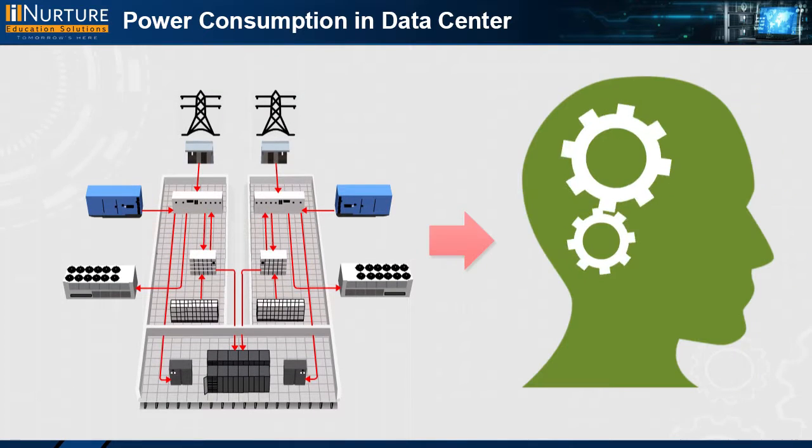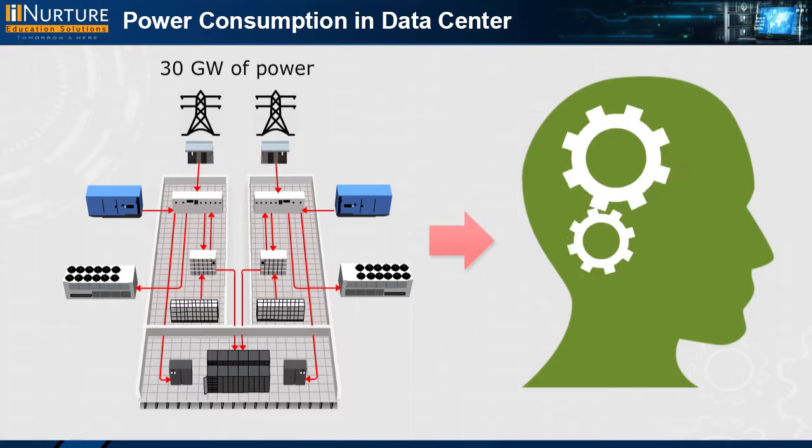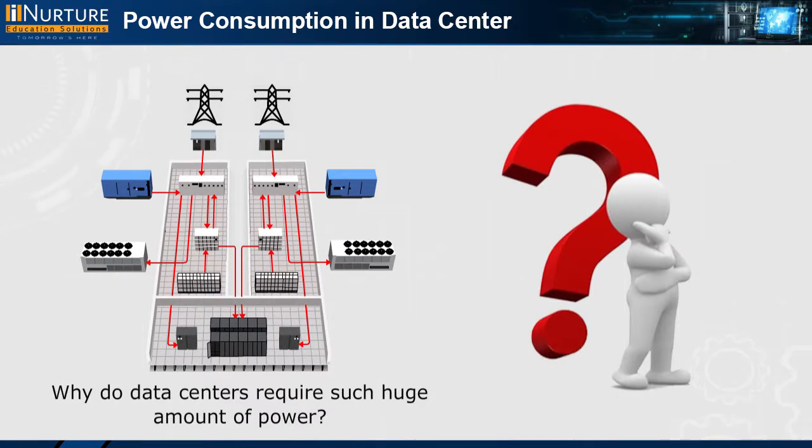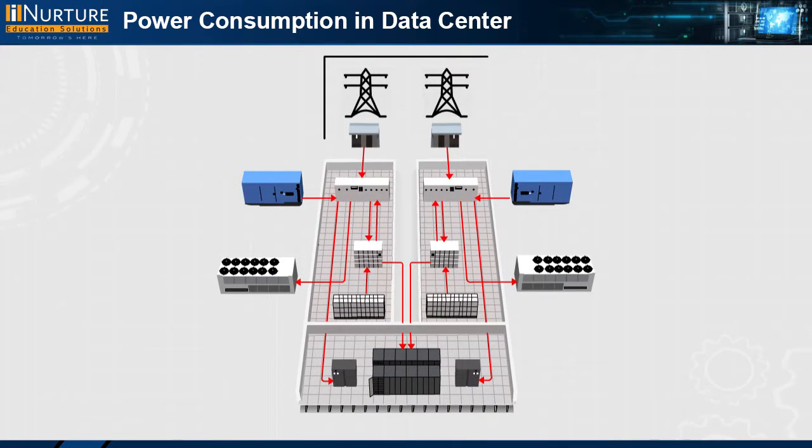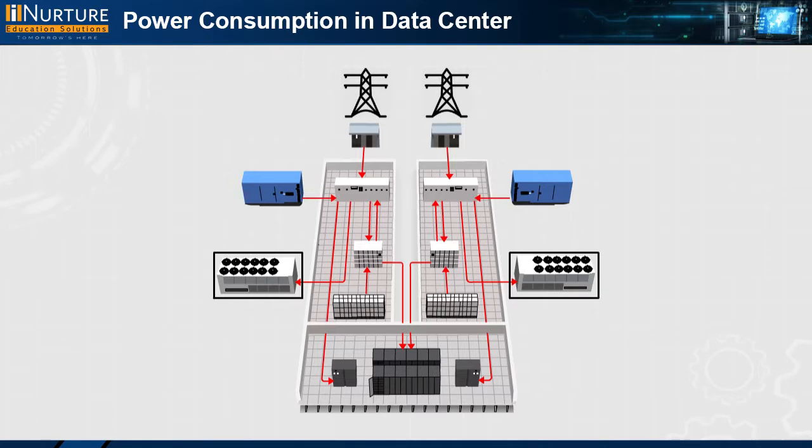To give an idea, data centers globally are utilizing approximately 30 gigawatts of power, which is approximately the output of 30 nuclear power plants. Why do data centers require such a huge amount of power? A data center needs power to keep its machines functioning round the clock. A large amount of power is also consumed by cooling units to keep the machines cool.